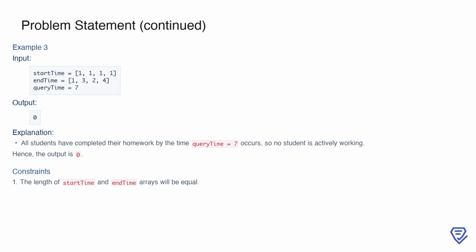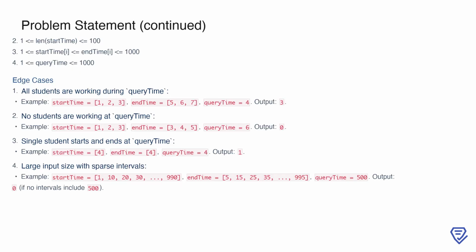This illustrates that the solution needs to correctly account for cases where query time does not overlap with any intervals. Additionally, the problem constraints ensure that the length of start time and end time arrays will always be equal, simplifying the input validation. The constraints further specify that the length of the start time and end time arrays will be between 1 and 100, and each interval will be within the range of 1 to 1000. The query time will also be a value between 1 and 1000.